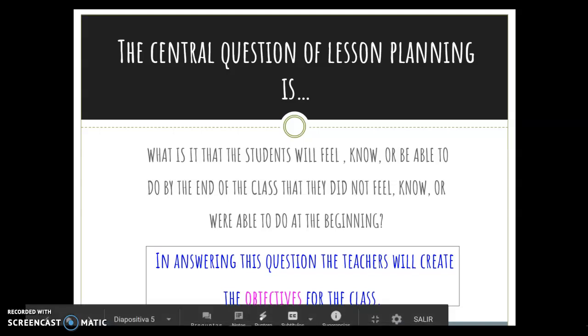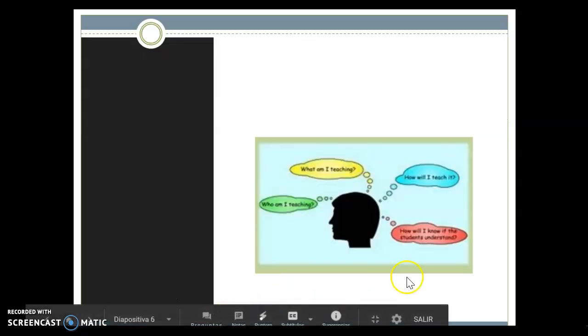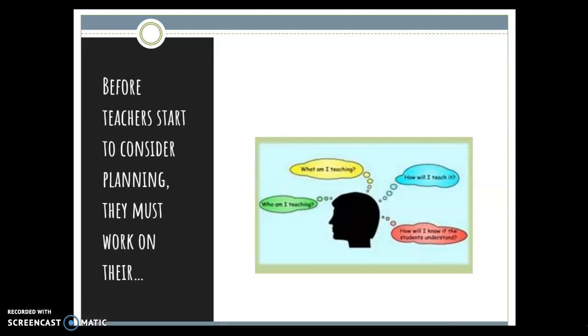Okay, well, once we have determined which are the objectives for the class, we can move into the following step. The following step will be what the teachers do before planning the class. Before planning the class, the teachers should work in the pre-plan. If you pay attention, this image represents what the teacher should consider, or some of the aspects the teacher should consider at the moment of thinking about the lesson plan.